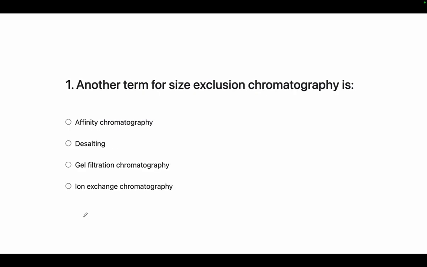Okay. Next set of questions. Another term for size exclusion chromatography is gel filtration chromatography. So gel filtration or gel permeation. Desalting is a very specific application of SEC. So any general SEC run is not called desalting. Desalting is specifically with a very low pore size matrix. But a general term for SEC is gel filtration or even gel permeation chromatography.